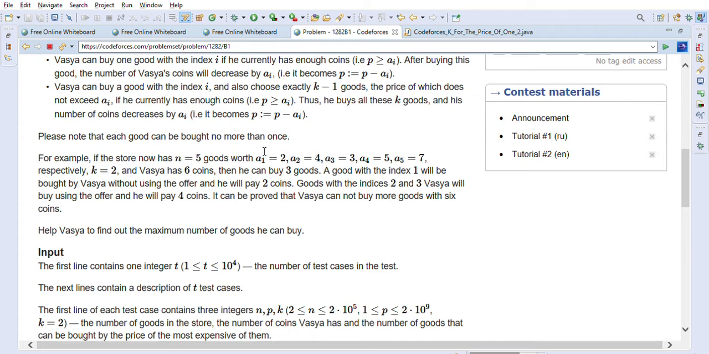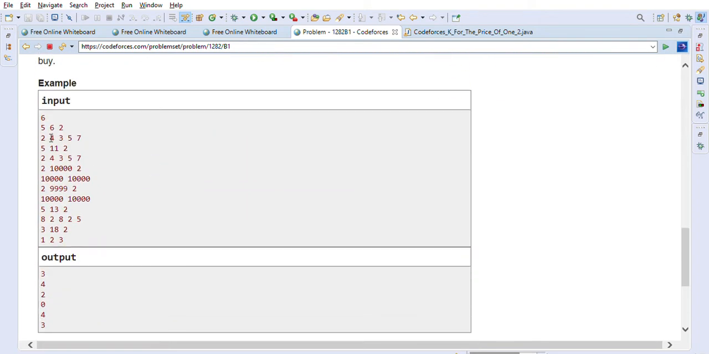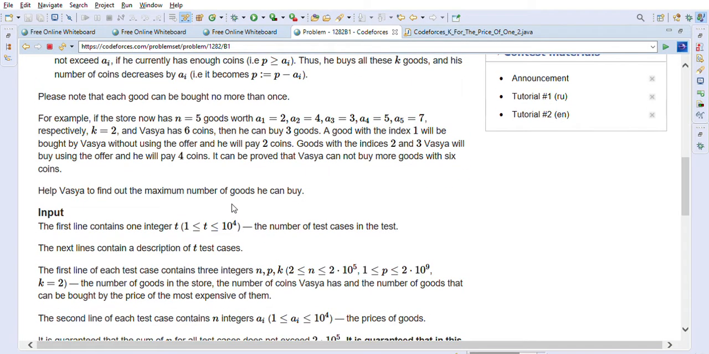So he will get these 3 items with coins 6, right? A1, A2 and A3, correct? So that's why 3 is the answer for this one. As you can see, 3 is the answer for the first example. This is the same example that they gave us here.